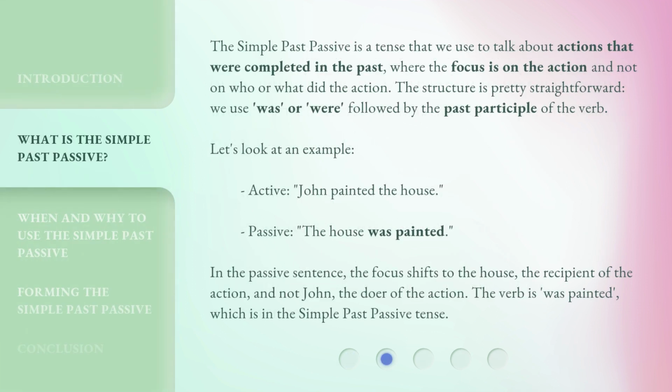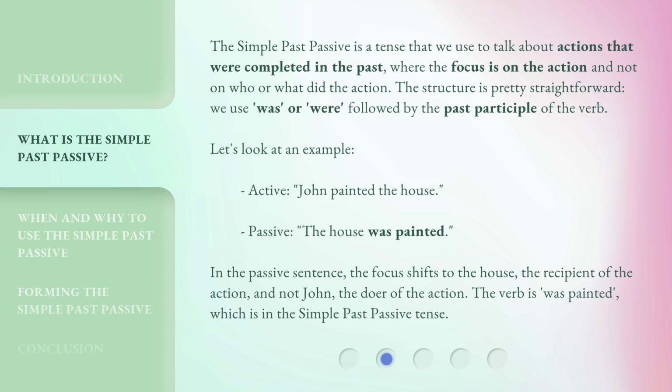The simple past passive is a tense that we use to talk about actions that were completed in the past, where the focus is on the action and not on who or what did the action. The structure is pretty straightforward. We use was or were, followed by the past participle of the verb. Let's look at an example.